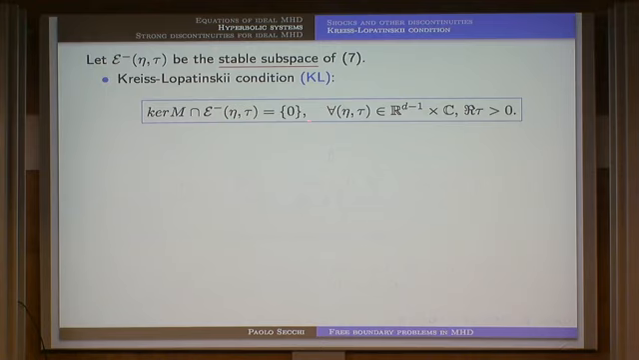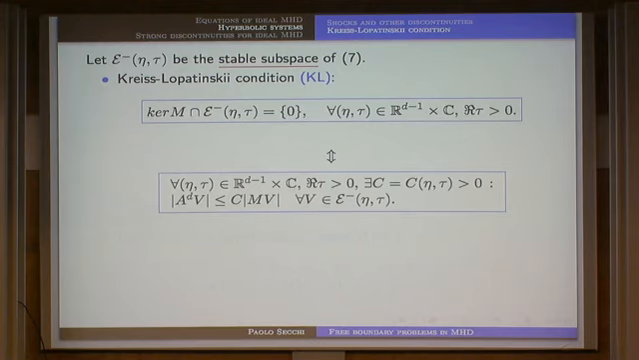If we take vectors which are in the stable subspace, so they are decreasing at infinity in xd, and satisfy the homogeneous boundary condition, then the solution is 0. It must be 0 for all tau with real part strictly positive. So this is Kreiss-Lopatinsky. In an alternative way, there exists a positive constant, which may depend on eta and tau, which gives this estimate.